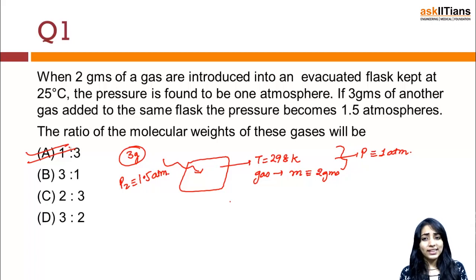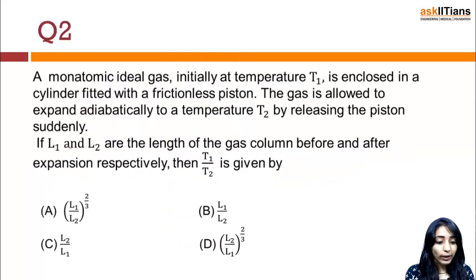So students, we can deal with such questions in terms of the simple equation PV = nRT. Now if I move over to the second question, the second question says: a monoatomic ideal gas which is initially at temperature T1.